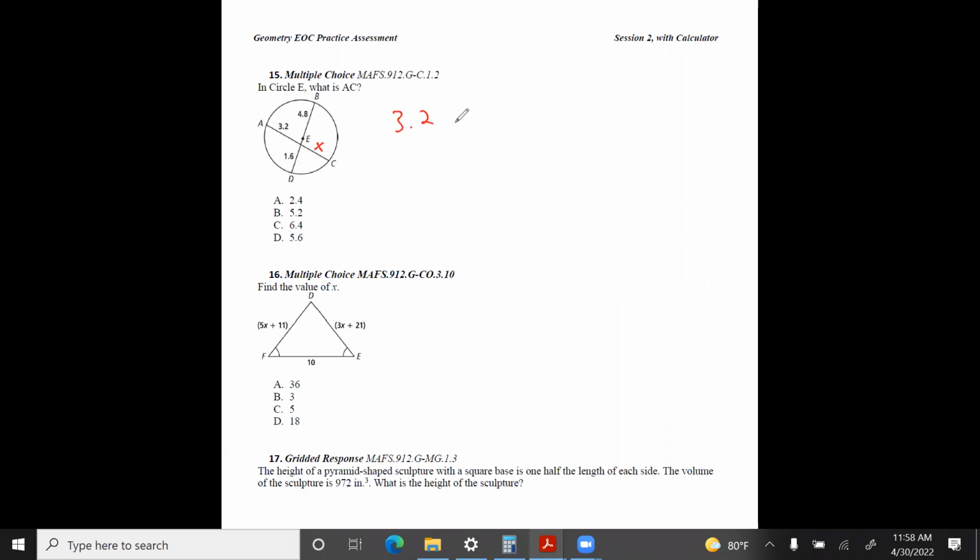3.2 times x equals 1.6 times 4.8. Now, this drawing is not very good to scale. But what we're doing, we're multiplying the 2 parts of the one chord and that should equal multiplying the 2 parts of the other chord. So the product of these 2 equals the product of those 2. So 3.2x equals, I'm going to have to plug that one into the calculator.